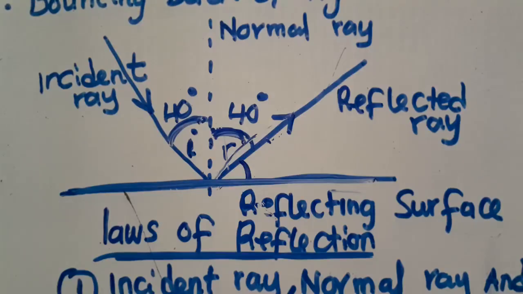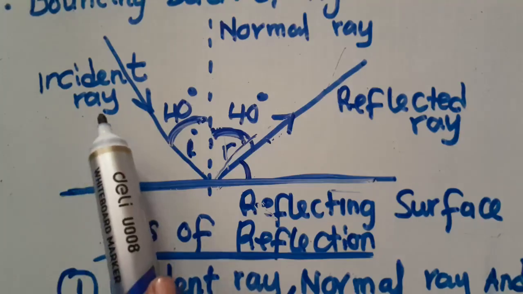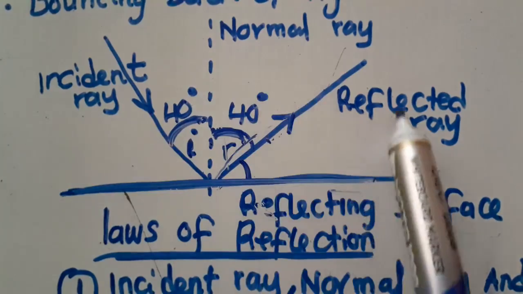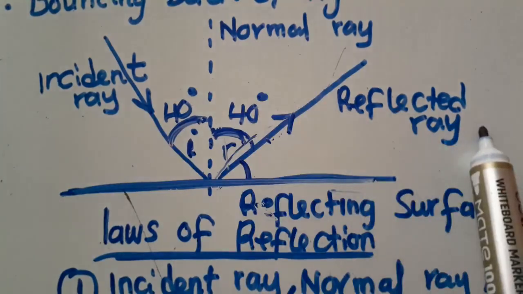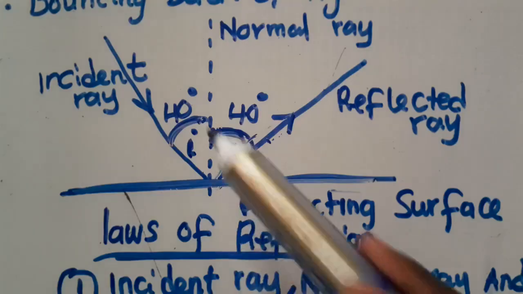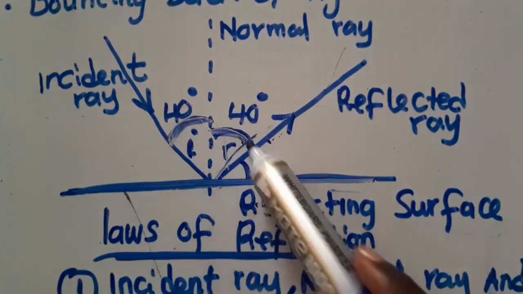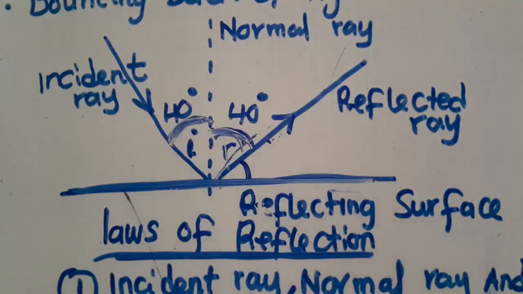So I want to give you an exercise. I want you to make some notes. I want you to tell me: what is the incident ray? What is the normal ray? What is the refracted ray? And the angle of incidence, where is it located? Angle of refraction, where is it located? I want you to tell me.